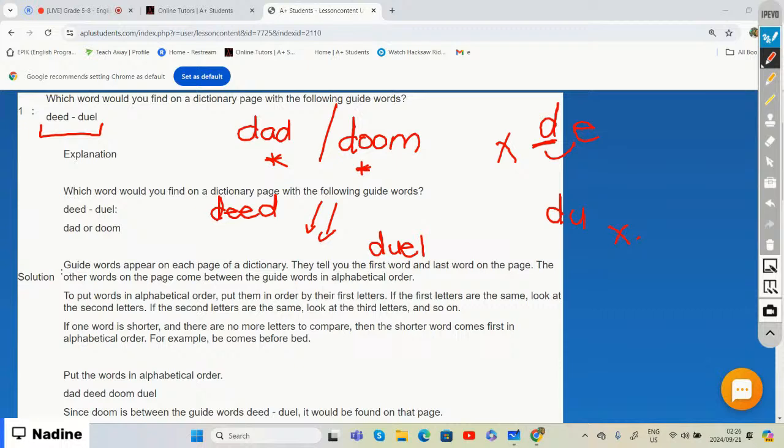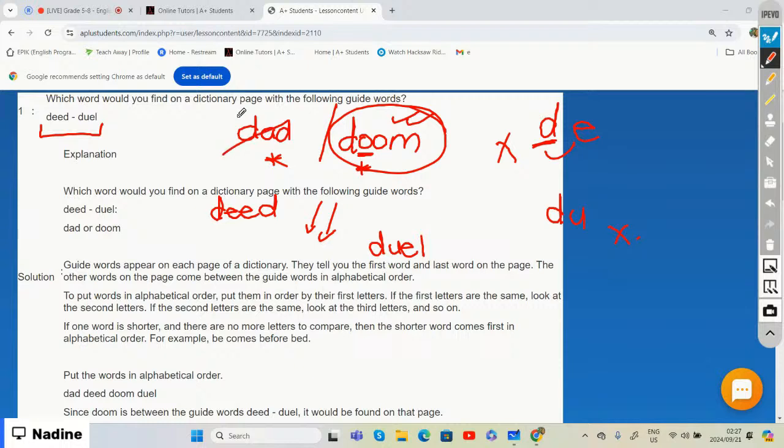And if we were to find a word, yes, well done. If we were to find the word on the same page as deed or duel, it will be doom. Because if you look at the second letter of doom, it is an O. You find O after E, but you also find O before U. So that means that doom is correct.